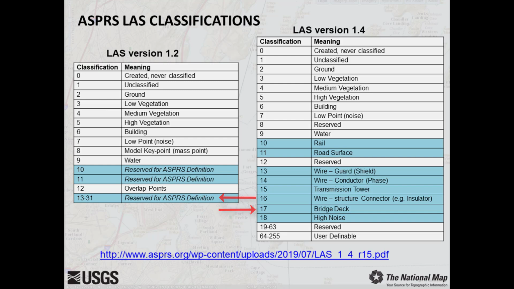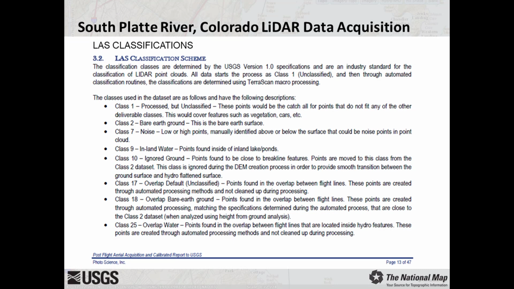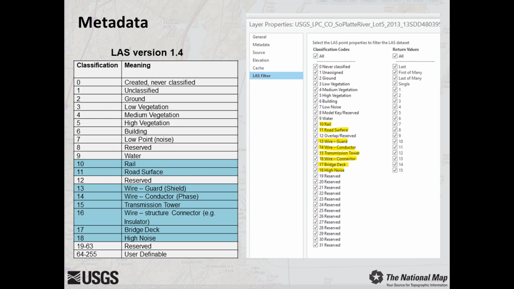For example, in LAS version 1.2, Class 17 is reserved, and by version 1.4 it is defined as Bridge Deck, and so on. The acquisition vendor used some of these reserved classes, and they do not depict the correct features in LAS 1.4. For example, Class 18 was used for overlap ground points instead of high noise. This is shown in the vendor's Airborne Topographic Lidar report. Note the classification scheme for Class 17 as Overlap Default, and Class 18 classified as Overlap Bare Earth by the vendors. However, if you go back to the Properties window and select LAS Files Filter again, the default classification reads LAS Files as version 1.4.